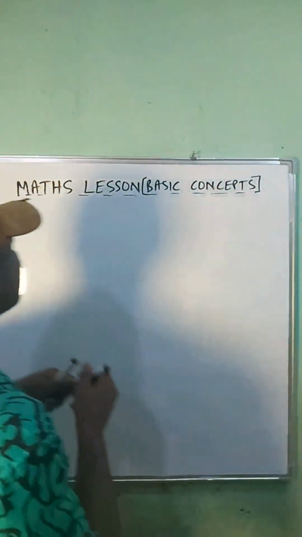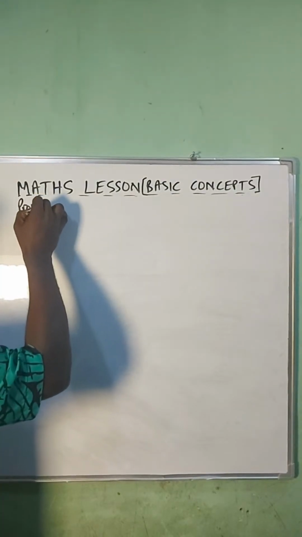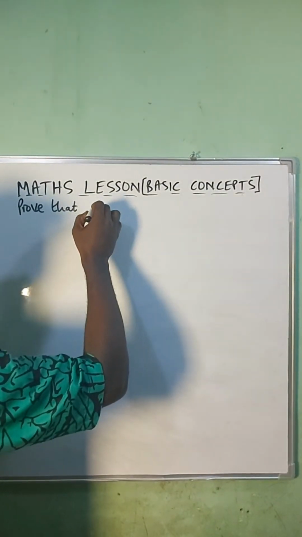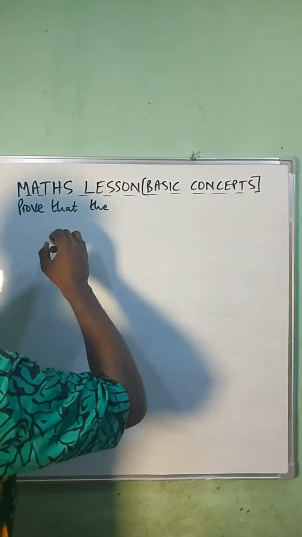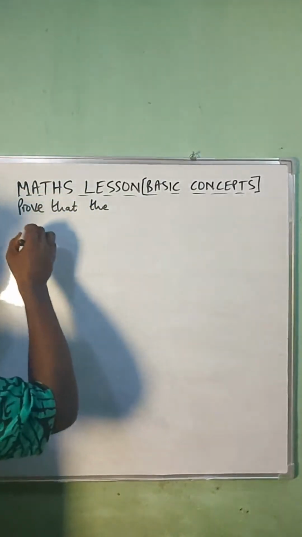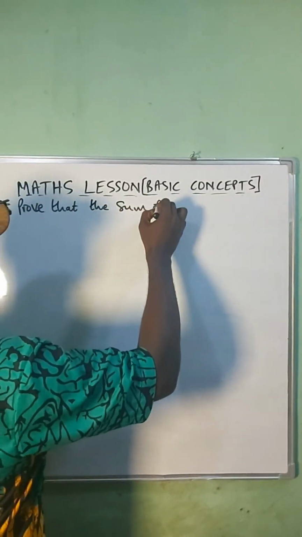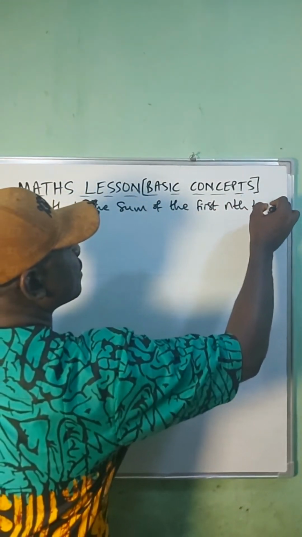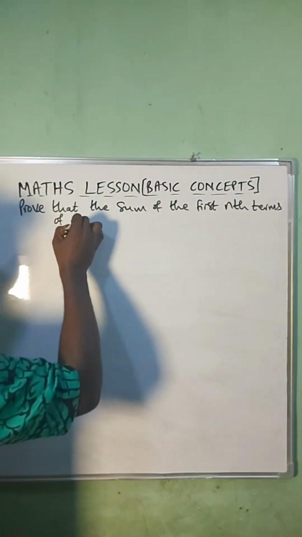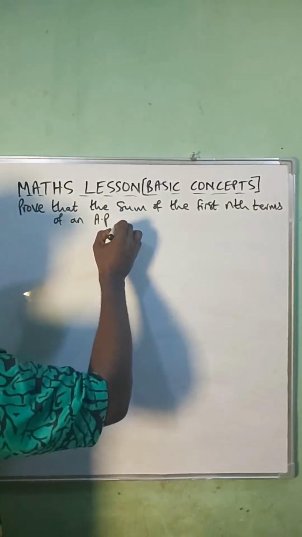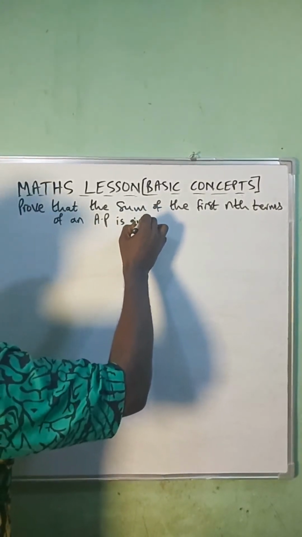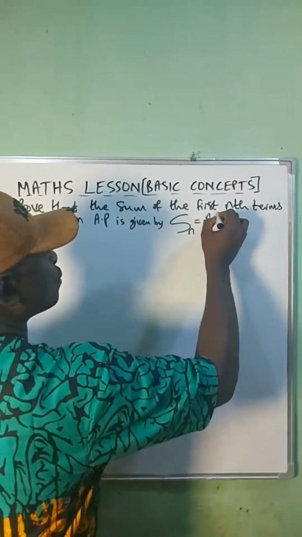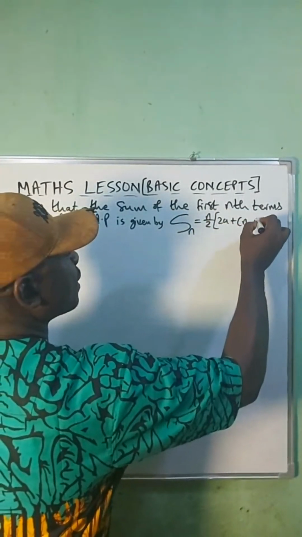So let's take one of the questions. Prove that the sum of the first nth terms of an AP is given by Sn equals n over 2 into 2a plus bracket n minus 1 d.